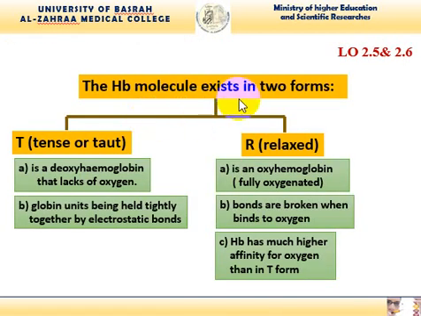The hemoglobin molecule can exist in two forms or states. The first one is the T state, or tense state. This is deoxyhemoglobin, which means it lacks oxygen, and here the globin units are held tightly together by electrostatic bonds. The other form of hemoglobin is the R state, or relaxed state, and this is oxyhemoglobin, which means fully oxygenated. The bonds here are broken when oxygen is bound, and it has a higher affinity for oxygen than the T form.